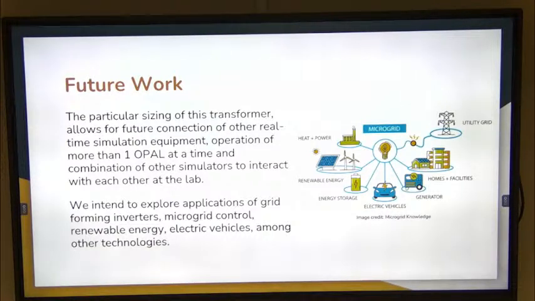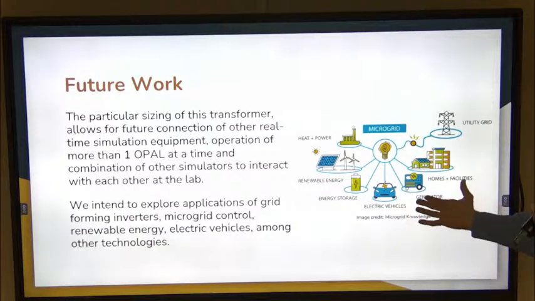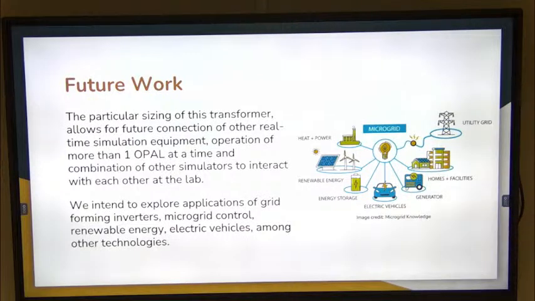So we could connect another simulator that doesn't need to be an op-amp. It could be an inverter, the inverters that they're developing. It could be grid forming inverters. It could be PV simulators like a Chroma. It could be a whole set of ideas. And we intend to explore those applications for grid forming inverters, microgrids, renewable energy, electric vehicles, and among other technologies.